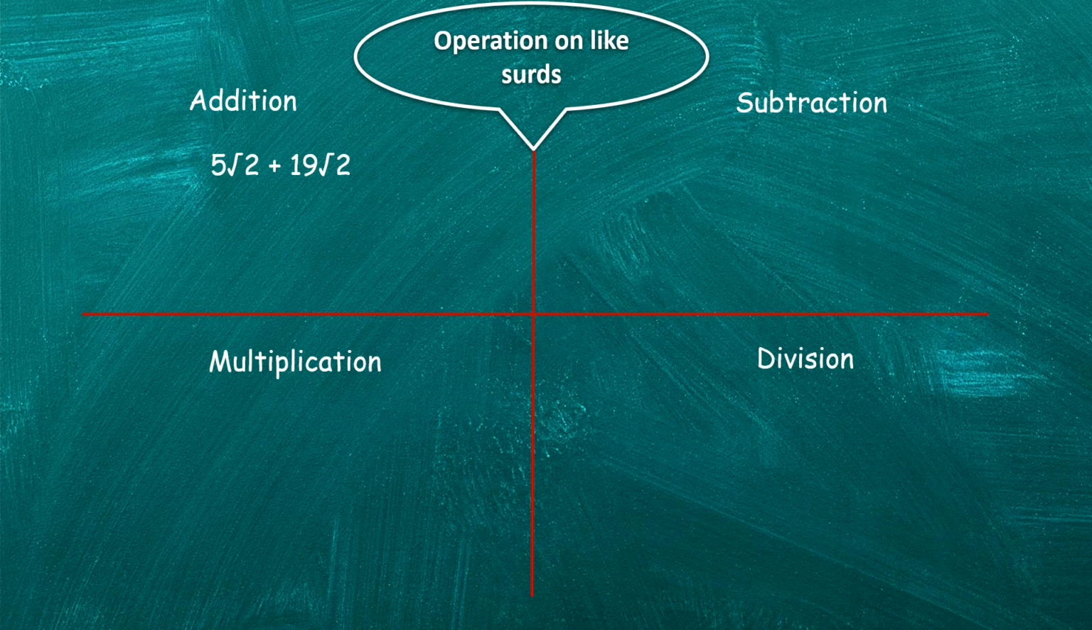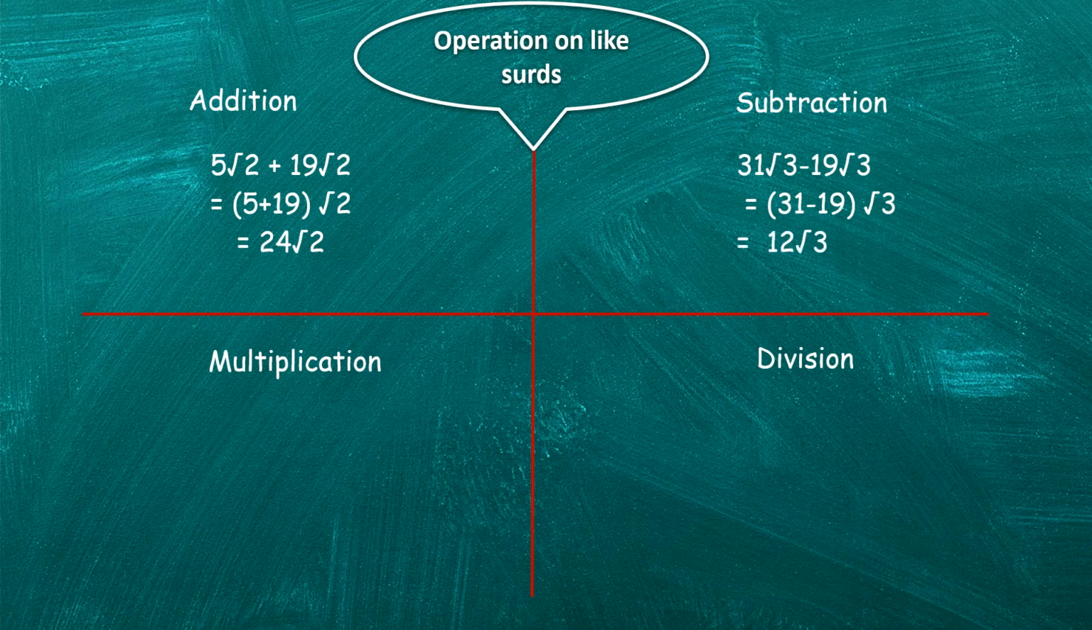So in case of addition, here they are already in the simplest form. So what we'll have to do, we'll have to take root 2 common and take the addition of 19 plus 5. Here we'll get the addition. Similarly, in case of subtraction, take root 3 common and subtract 19 from 31. So you will get the answer. Here you can see in case of addition and subtraction, the result is an irrational number.